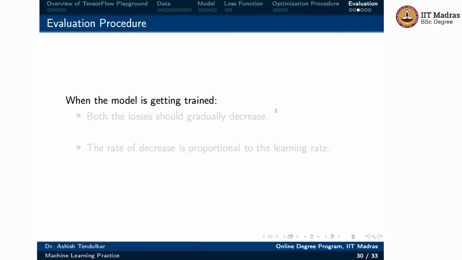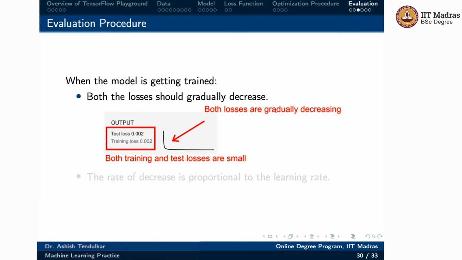When the model is getting trained, both the losses should gradually decrease. This is a good sign that your model is getting trained properly. The losses should gradually decrease, and at the end of the training, both training and test loss should be small. The rate of decrease is proportional to the learning rate.